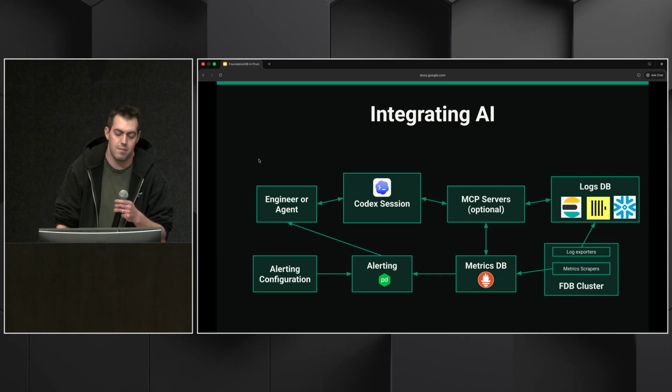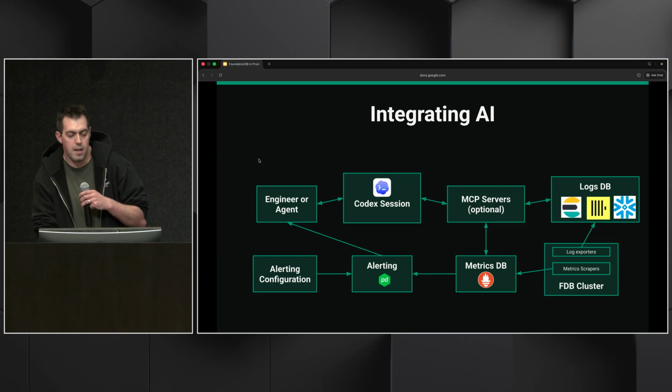But now we can add AI to the picture. So adding AI to this architecture, MCP servers can be placed in front of the metrics and logs databases, and a Codex session can be used to iteratively investigate an incident. I was surprised how well this worked out of the box when I first hooked it up with GPT 5.2 Codex several months ago.